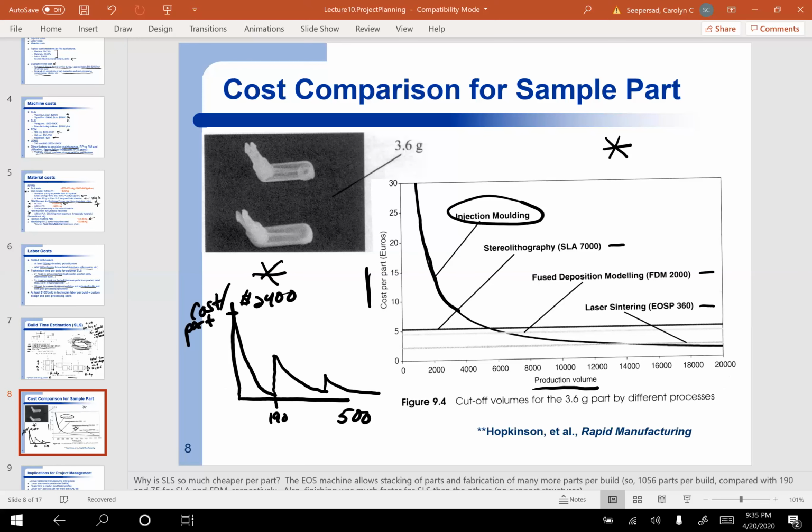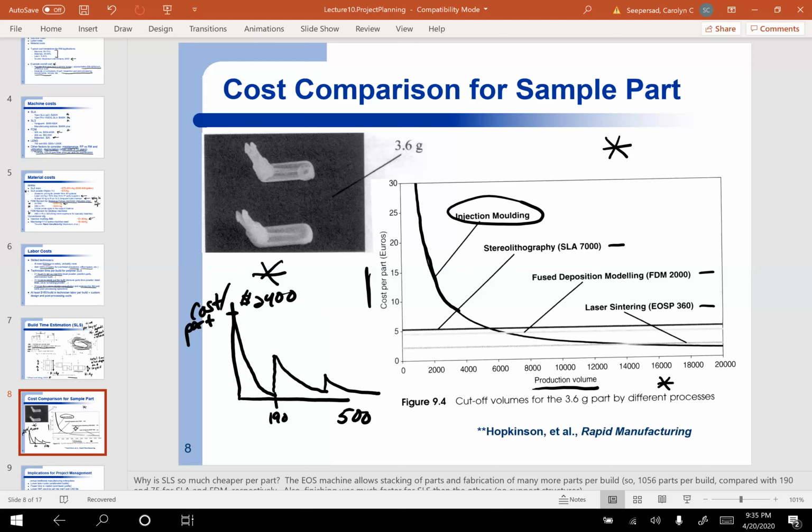And as you average that out over more and more parts, it becomes less pronounced, which is why the zigzag pattern tends to decrease. But if you're looking at really large production volumes like we are over here, then that sawtooth pattern is kind of lost in the noise. Now, the next question we might want to ask ourselves is about stereolithography, FDM, laser sintering. Why is laser sintering so much cheaper than the others?